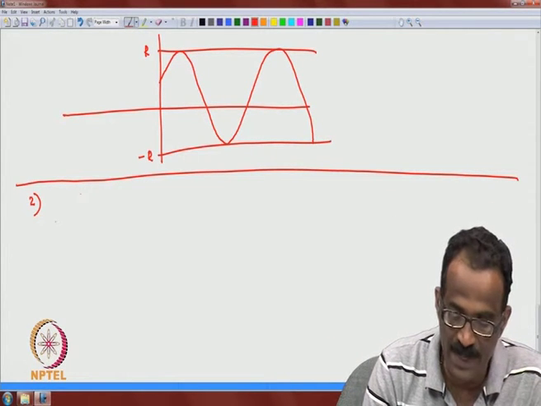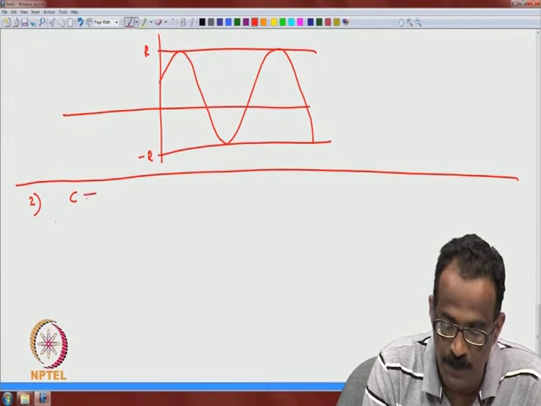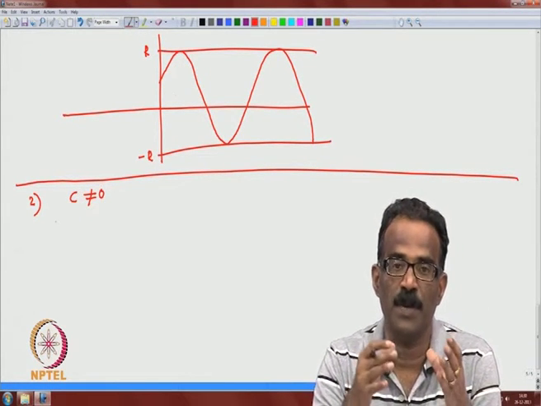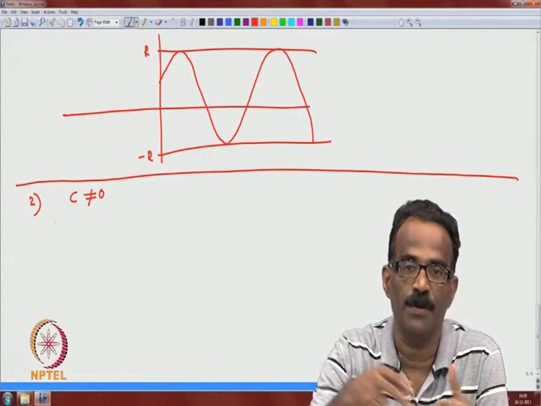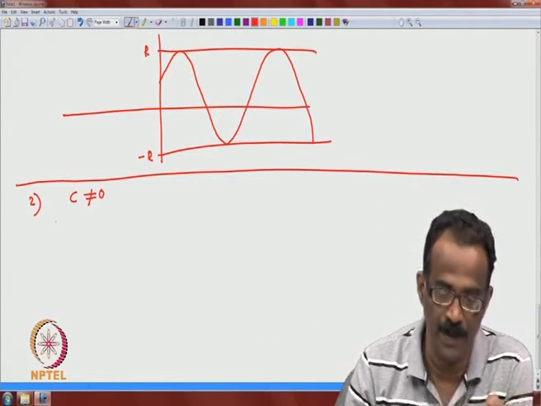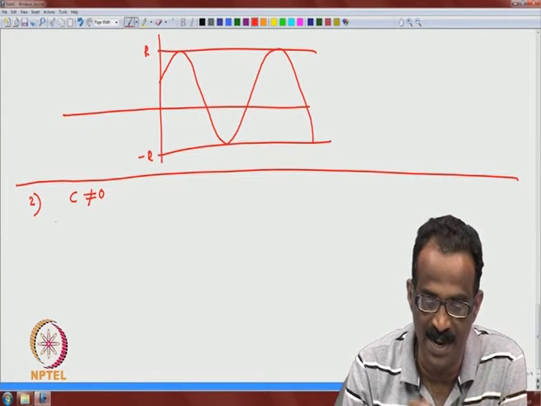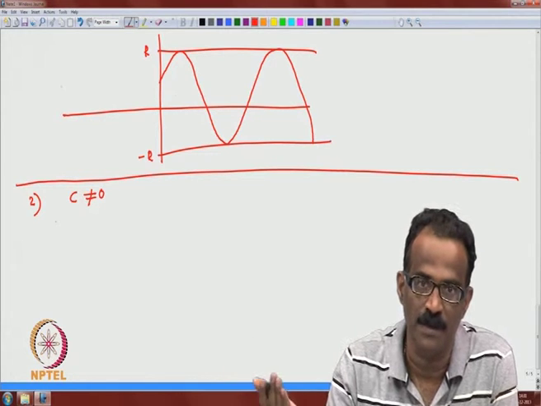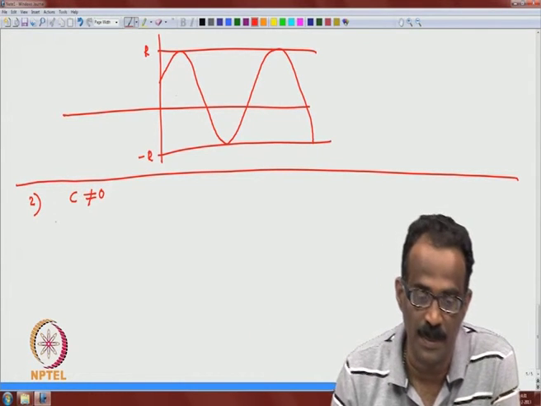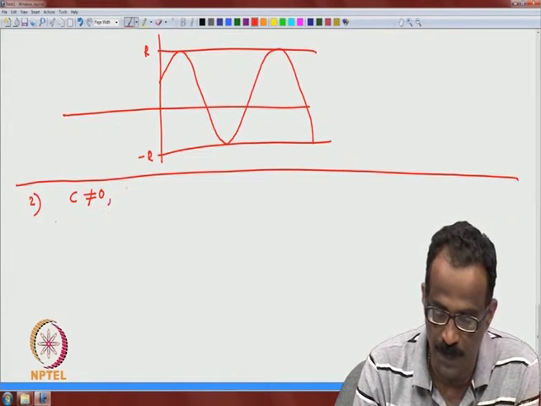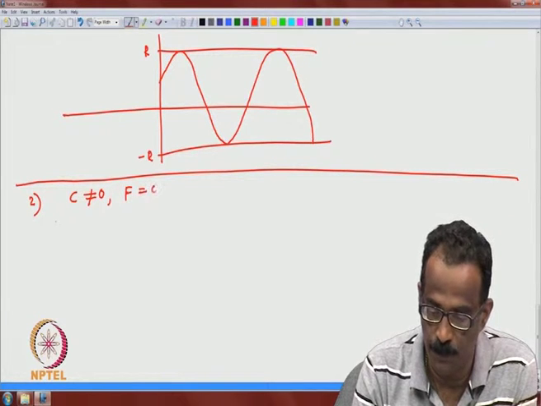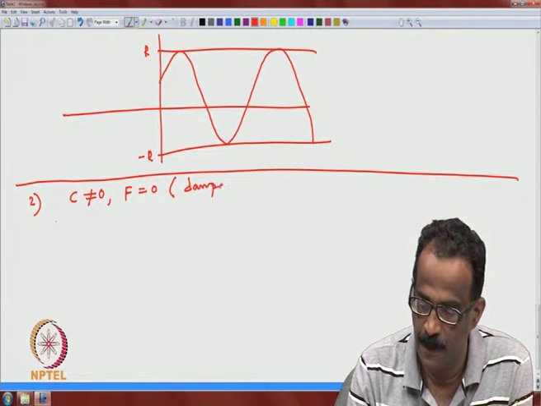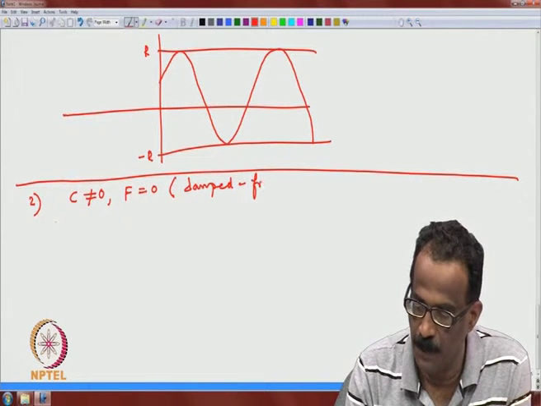Now we are taking the case C not equal to 0. So, you have provided some damping to the system, like putting your spring in oil or something like that. Damping, in the case of a mechanical system as well as in an electrical system, is nothing but the resistance, which is important. So, you have F equal to 0; this is damped free oscillations, damped but free.